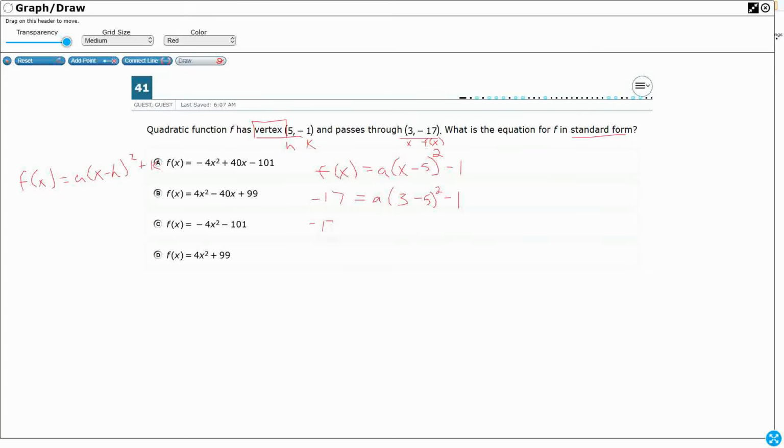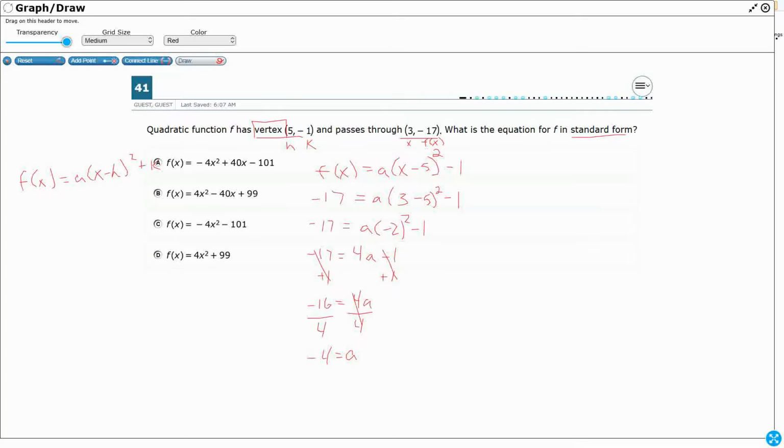So we're going to get negative 17 equals a. This ends up being negative 2 squared minus 1. So negative 17 equals a times negative 2 squared, which is 4a, minus 1. Let's go ahead and add 1 to both sides. So we're going to get negative 16 equals 4a. Now we can divide by 4. All right, so a equals negative 4.